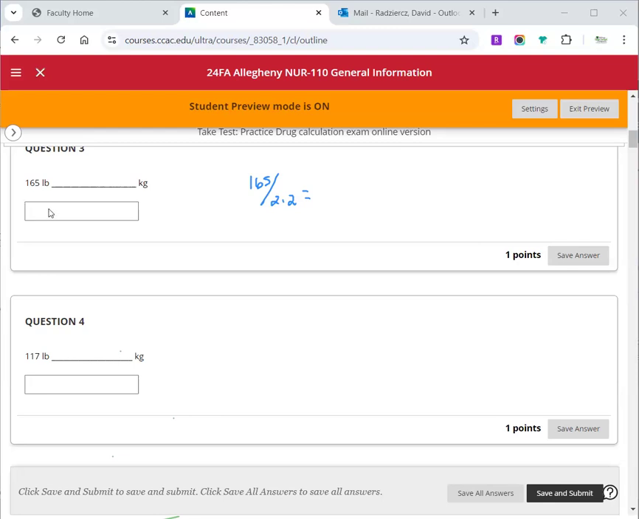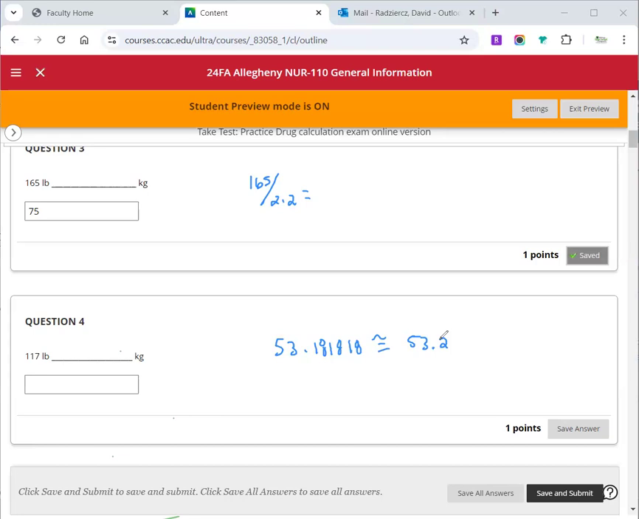All right. So question 1 would just be 75 kilograms. Question 4, I'm just going to take 117 divided by 2.2. And this one, I'm going to get 53.18 repeating. So I'm going to get 53.181818. And just make sure you remember you're going to round that to the nearest 10th. So your answer is going to be 53.2.